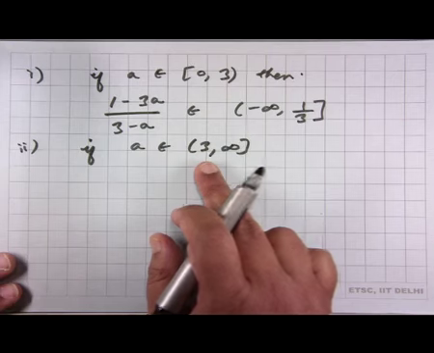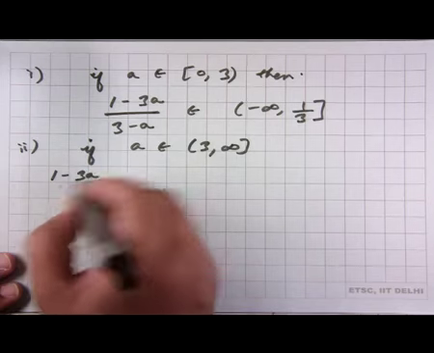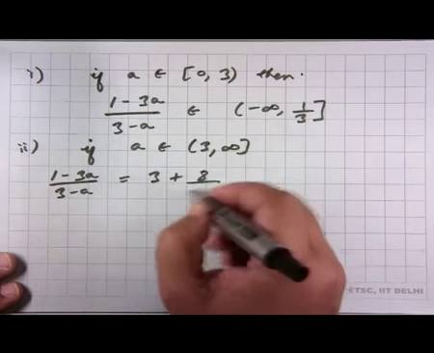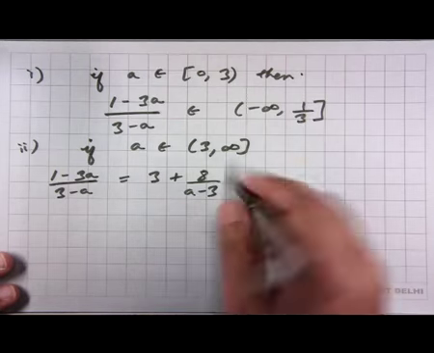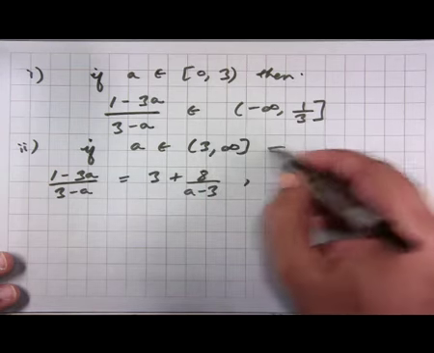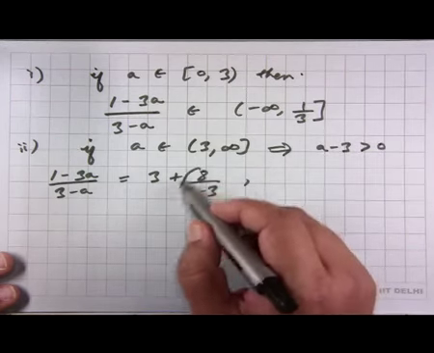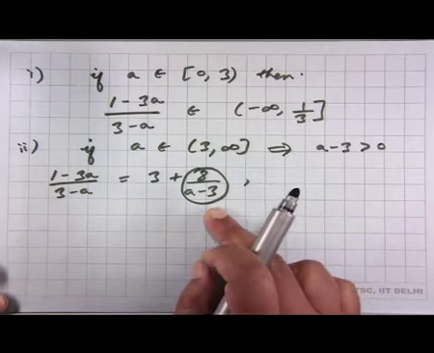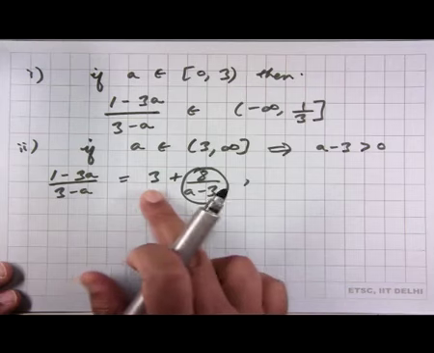So, in that case again what we see is that, if you remember, we had (1 − 3a)/(3 − a) equal to 3 + 8/(a − 3). And from here it follows that since a is greater than 3, this implies that a − 3 is greater than 0, and therefore this quantity here is always positive, and hence this particular value here is always larger than 3.